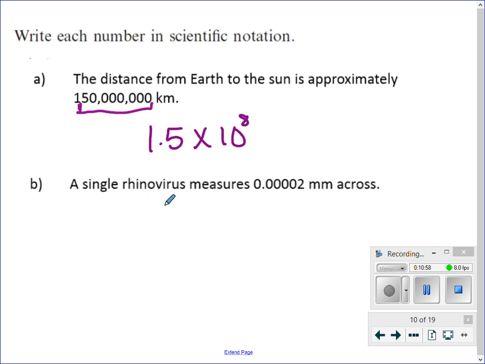A single rhinovirus measures this very small number of millimeters across. So we want the decimal place right here, 2. We're going to move it to the right, 1, 2, 3, 4, 5. So we moved it to the right, it's actually a negative. So a negative, remember, is a decimal, so these match, and a positive is a big number, so those match.